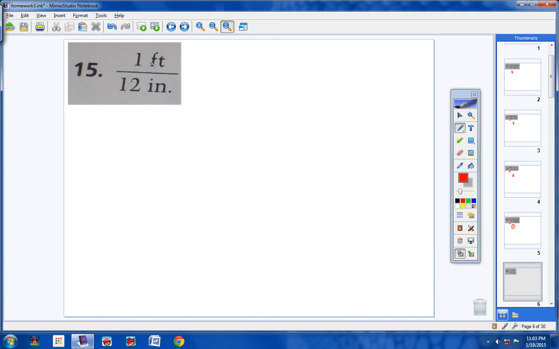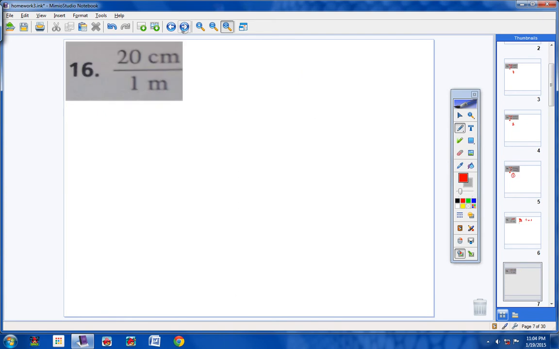So 1 foot is 12 inches, so I'm going to make this 12 inches over 12 inches. Now we have the same unit of measurement in the top and the bottom. Now we're going to reduce this. 12 goes into both these numbers one time. So you are more than welcome to put 1 over 1 for your answer. I have no problem with that. Or you can just put 1. Either way is fine, okay?